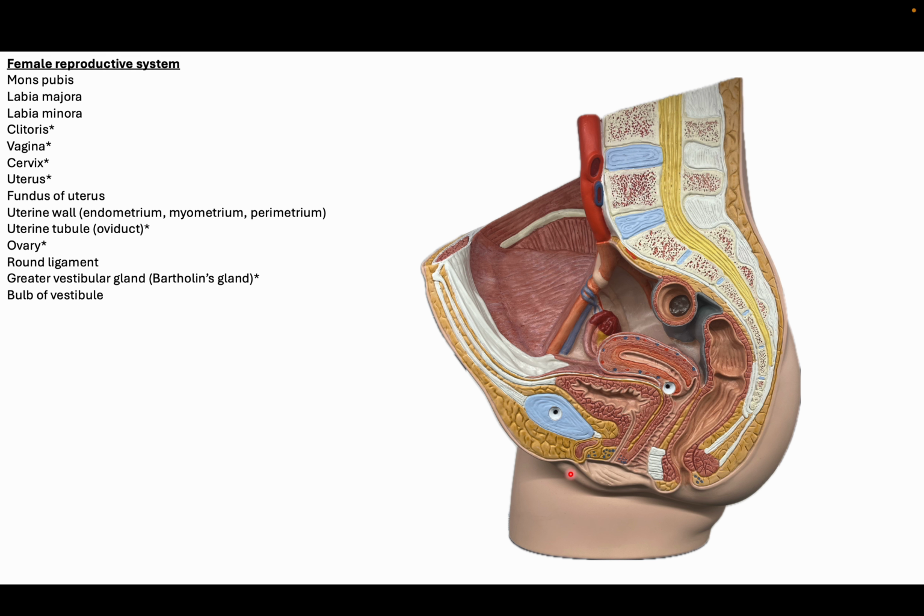The labia majora is the area where pubic hair grows out during puberty, but you won't see pubic hair on the labia minora. These are the lips that cover the vagina.